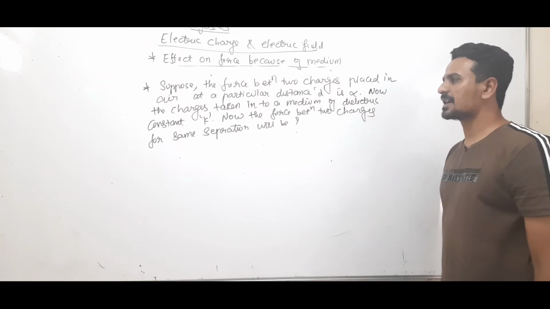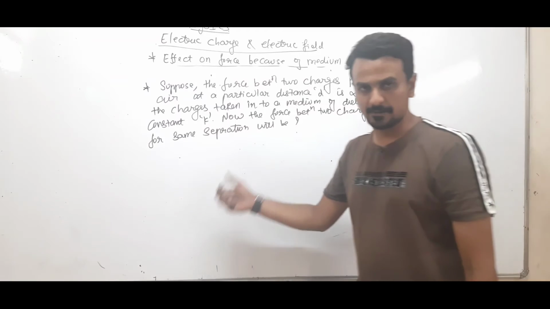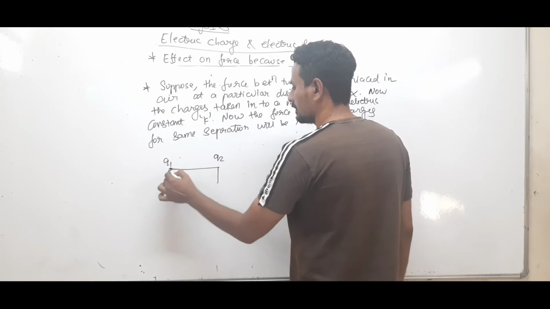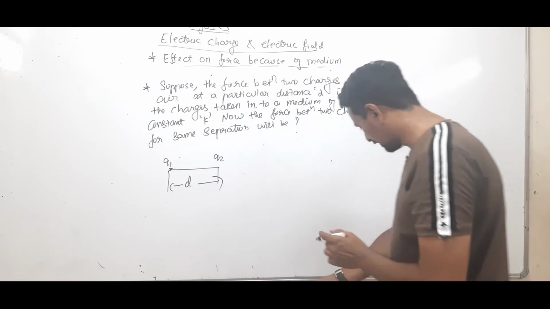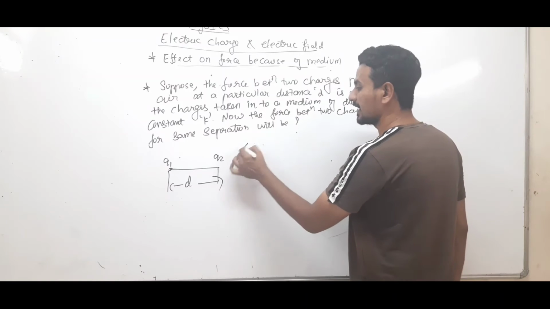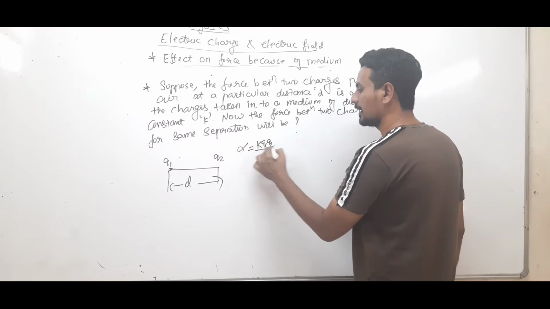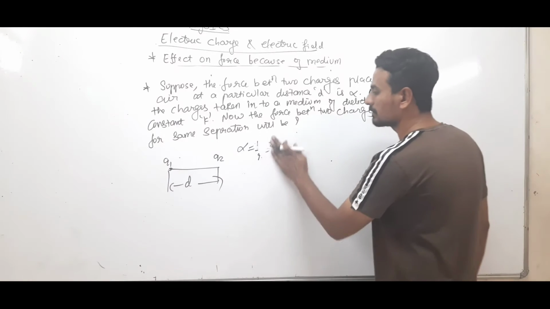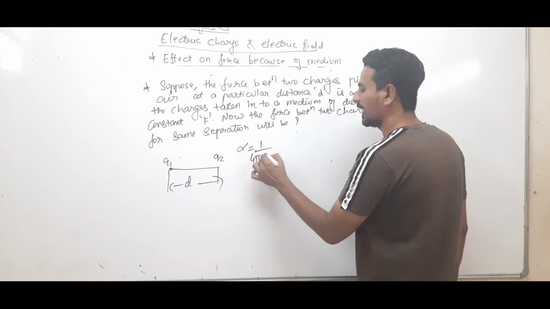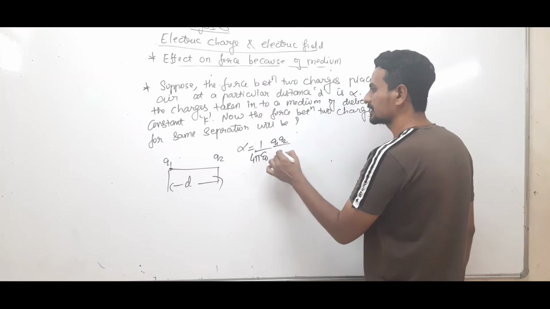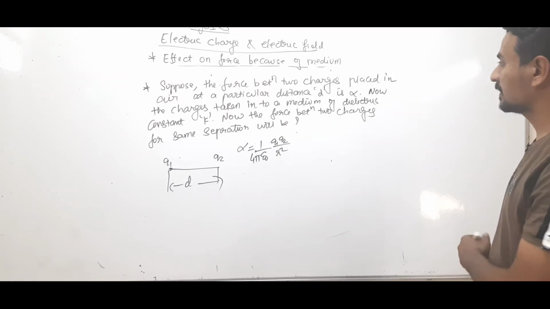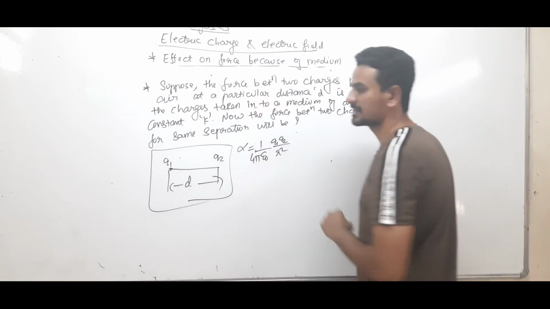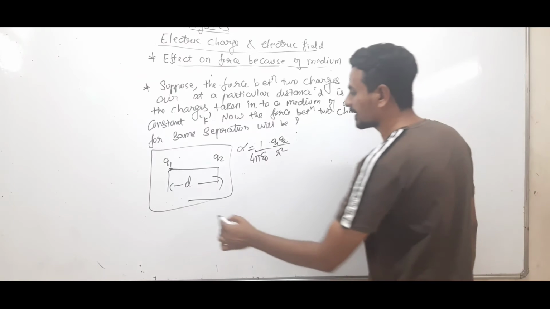The force between two charges when placed in air at a particular distance d is alpha, right? So suppose these are two charges, placed in air, the distance between them is d, so the force is alpha. So alpha will be k q1 q2 by r square, instead of k I will write this as 1 by 4 pi epsilon naught q1 q2 by r square. Now I am taking these charges into a medium of dielectric constant K.